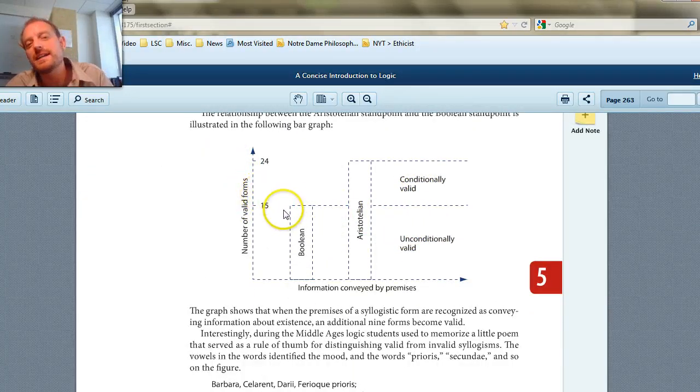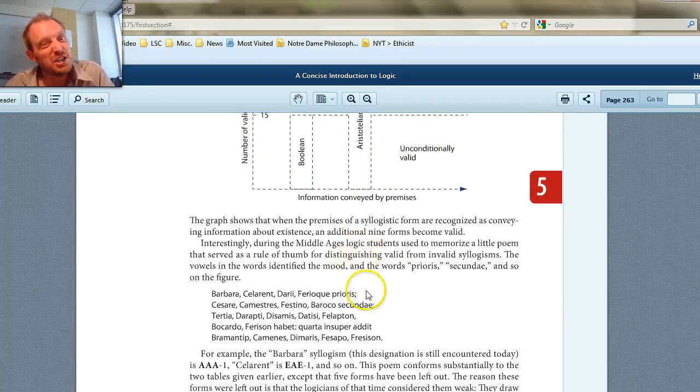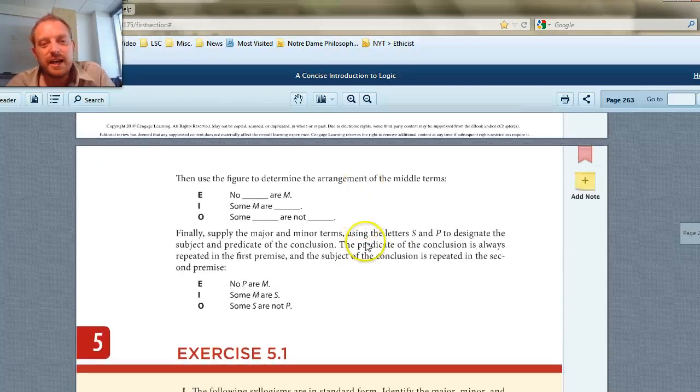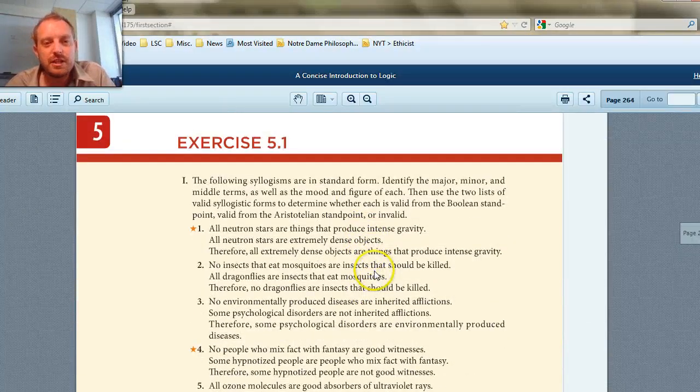Hurley provides a pretty nice diagram here. There are only 15 unconditionally valid arguments, but a total of 24 if you include any sort of validity, right? So you can see there are only 24 ways to actually argue logically for something if you're going to use categorical claims. Okay, so let me scroll down here. Let's take a look at the exercises.